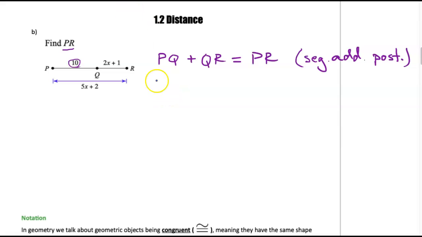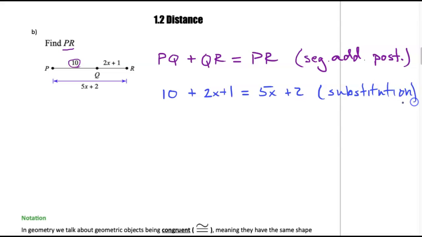So PQ is 10. QR is 2x plus 1. And PR is this entire length, we're told is 5x plus 2. Okay, and our justification is substitution. And so now we have a linear equation here that we can solve. We have an equation in one variable.